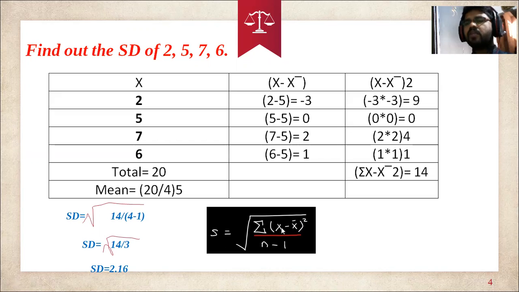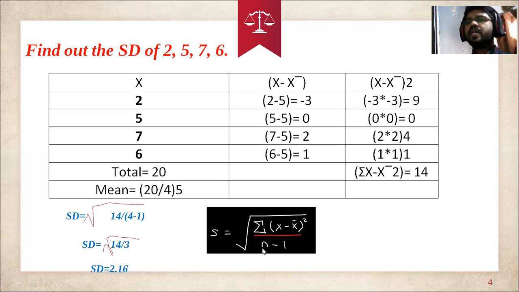The next step is x minus x bar. What is x here? 2. What is x bar here? 5, the average value. Then 2 minus 5 is minus 3. 5 minus 5 is 0. 7 minus 5 is 2. 6 minus 5 is 1. Each and every time we write x bar is equal to 5 only, and the x values are 2, 5, 7, 6. When you subtract 5 from 2, you will get minus 3.